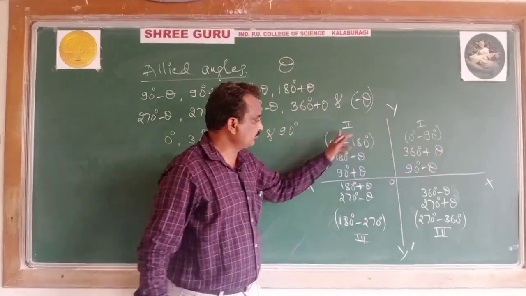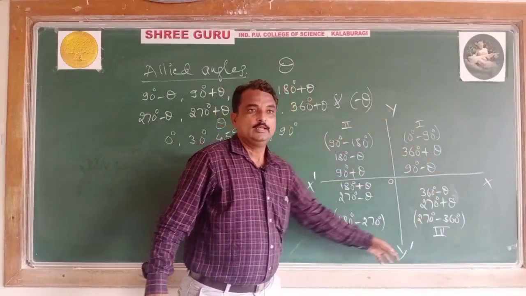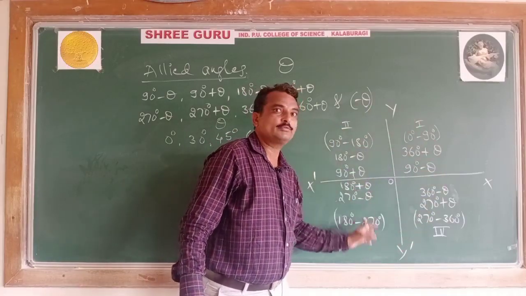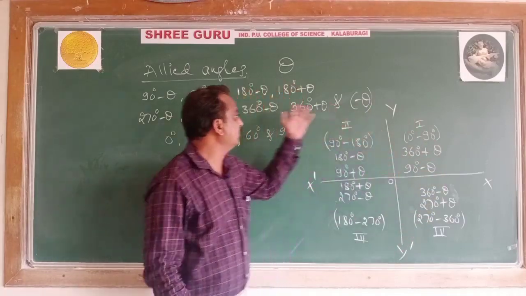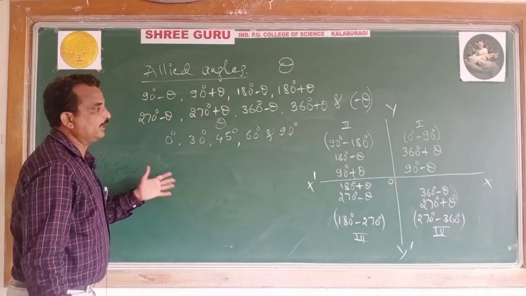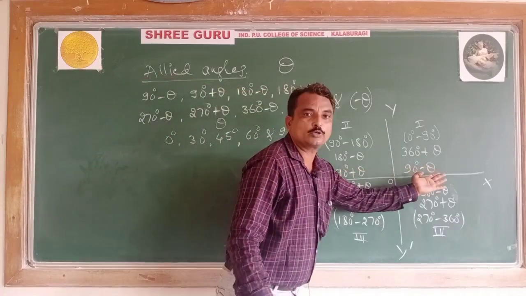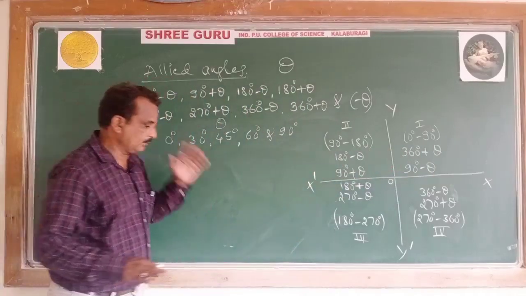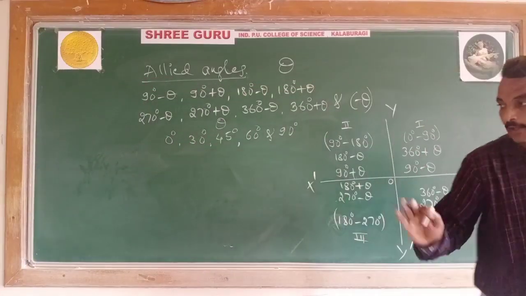With respect to their positions, you may rotate like that n times of revolutions. You may take any one here. So like that, you have to calculate the examples using these allied angles. Now let us see, students.